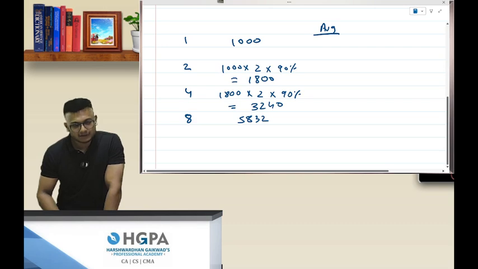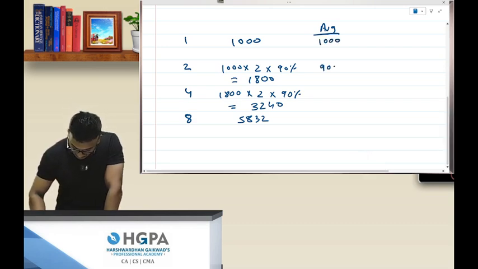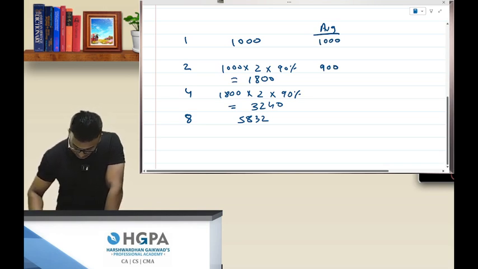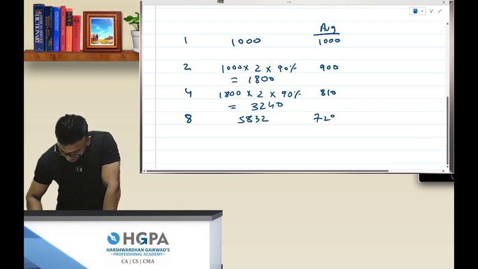This average is 1000 divided by 1, which will be the same 1000 only. This will be your 900. This will be 3240 divided by 4, which is 810, and 5832 divided by 8. This will be 729.